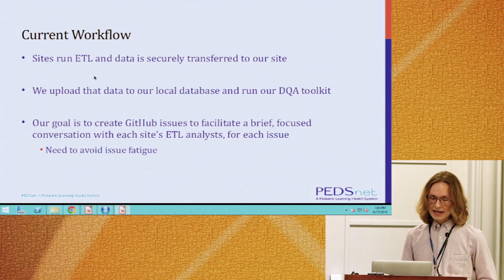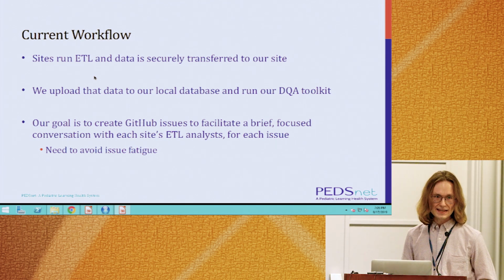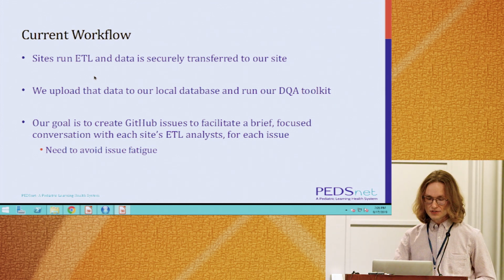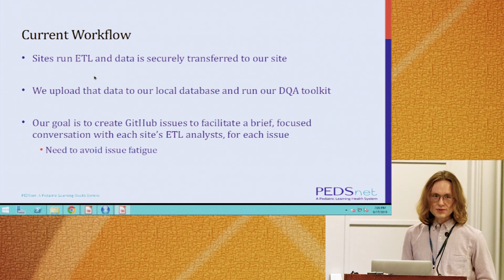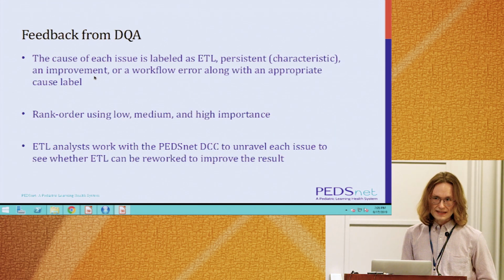There's a lot of risk here in that every time you run this DQA process, tons of issues are output. So you don't want to spam those ETL analysts with the same thing every time. We've really leveraged GitHub to try to reduce that fatigue. The way that we do that is we use the labeling systems that are available on GitHub, and we combine that with a Go program.